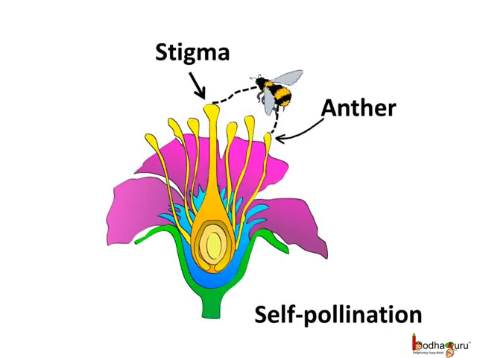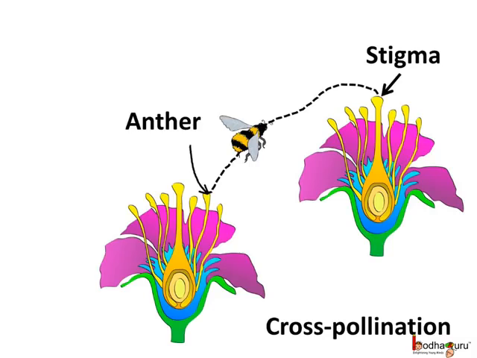You know, if the pollen grains are transferred to the stigma of the same flower, it is called self-pollination. And when the pollens are transferred from the anther of one flower to the stigma of another flower of the same kind, it is called cross-pollination.